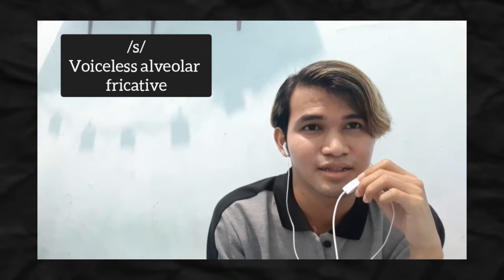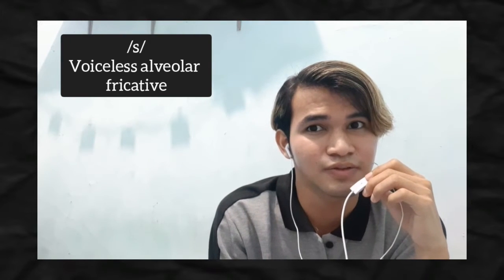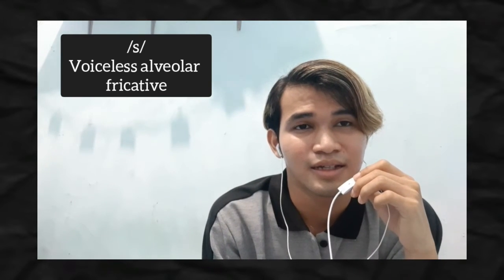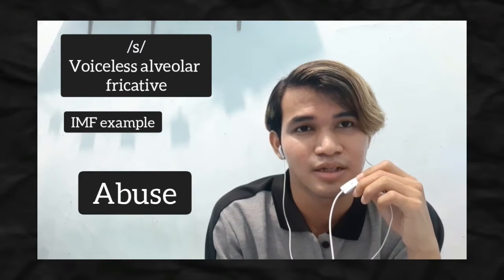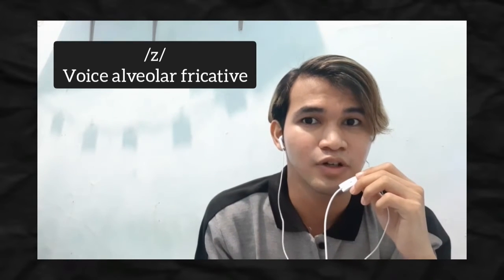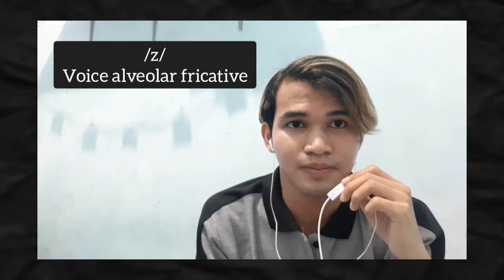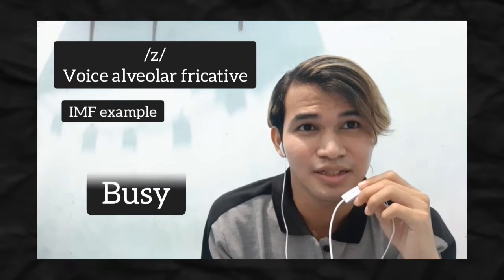And next is s. There is voiceless alveolar fricative. And the example words are abuse, sir. And the next is z. There is voiced alveolar fricative, and the example words are busy, zoo.